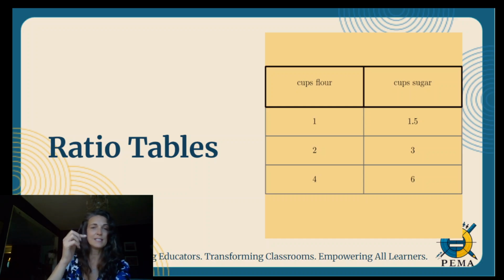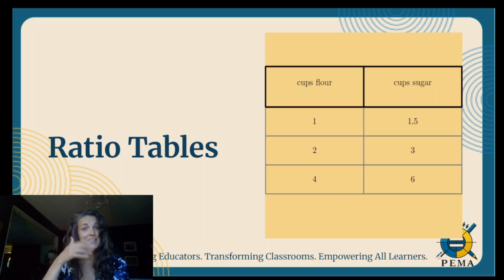So every time I multiply a flour by 1.5, I'm going to get the cups of sugar. So they're going to look at this and they're going to say, oh, I just add 2 every time. Yes, that is a nice observation, and that's true for this table, but we don't always jump row to row evenly, and so it's really important that they see it as a multiplicative pattern and not an additive pattern.